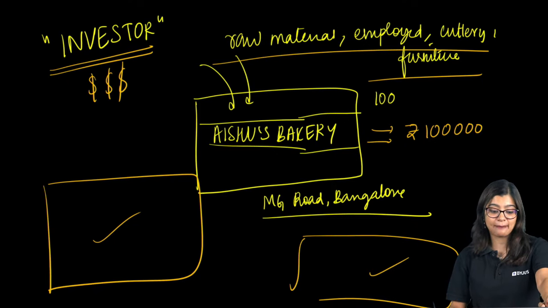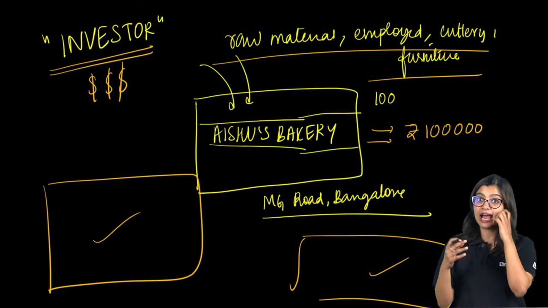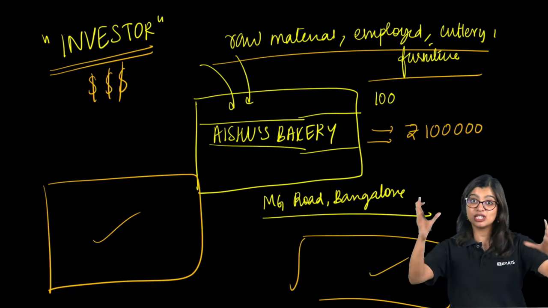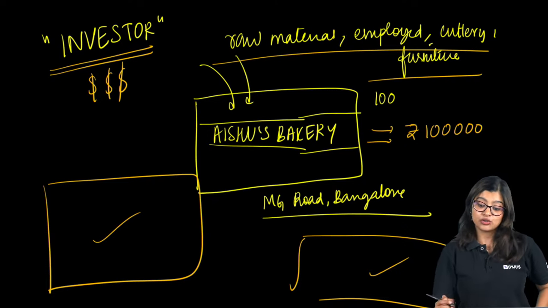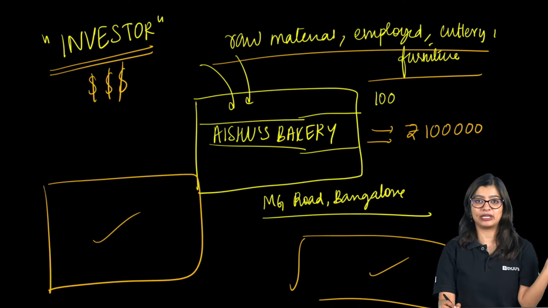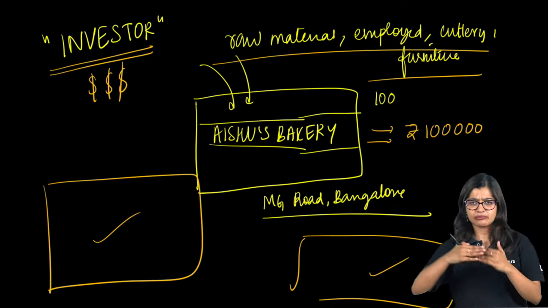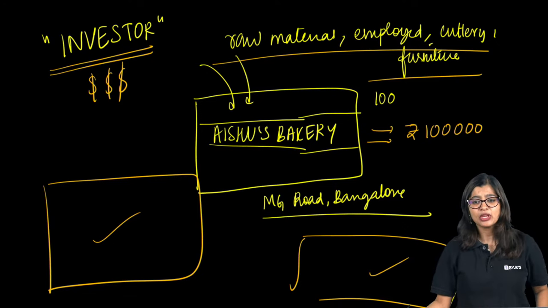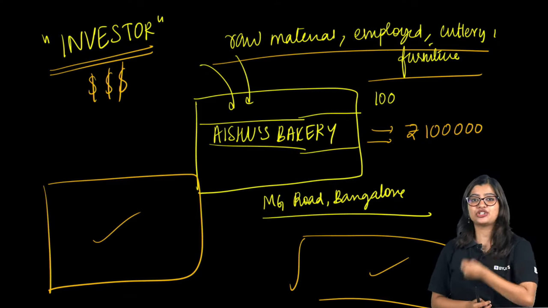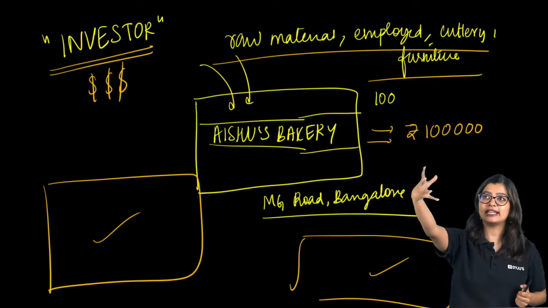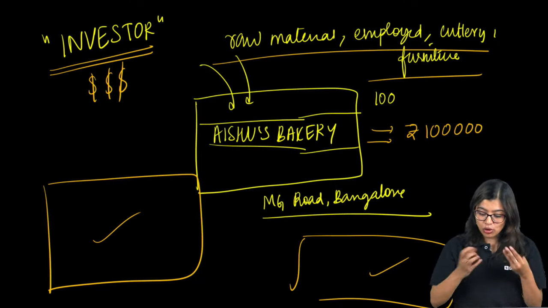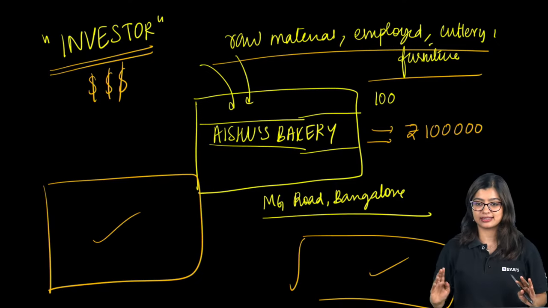So thereby what will happen? Thereby I will say that I will get so much profit. And from this profit, I will give you one share. So if I make a profit of 10 lakh rupees, I will give you this much share of that profit, right? So an investment is an initial money, right? It's the money that somebody gives you so that you can kickstart the business, right?